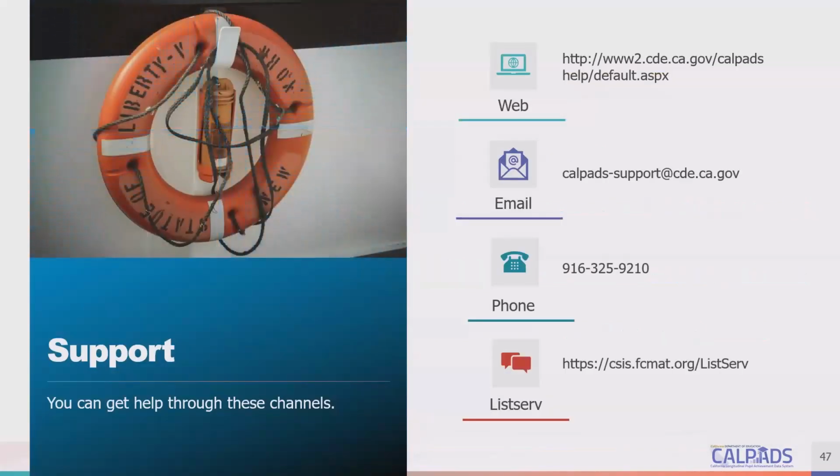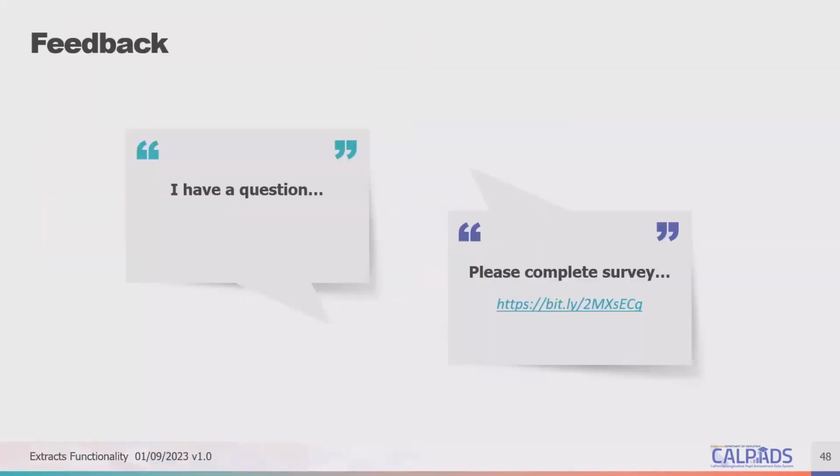As far as getting support, using extracts for the first time could be challenging. Even with the instruction from this training and other training, it still may be cumbersome at first. You may have to learn some nuances. So if you ever have a question, please submit a ticket to the support desk. The most direct path is the link at the top of the screen that takes you to the web form. Of course, as always, if you would be so kind, please submit a survey.